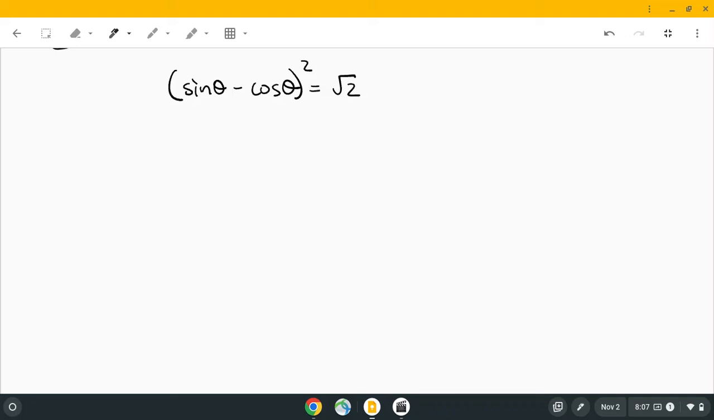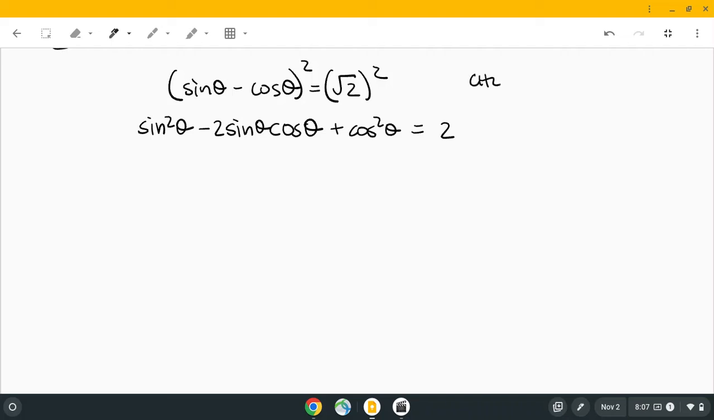So we are going to use the squaring method again. So we get sine squared theta minus 2 sine theta cosine theta plus cosine squared theta equals 2. And because we're using the squaring method, we have to check final solutions.